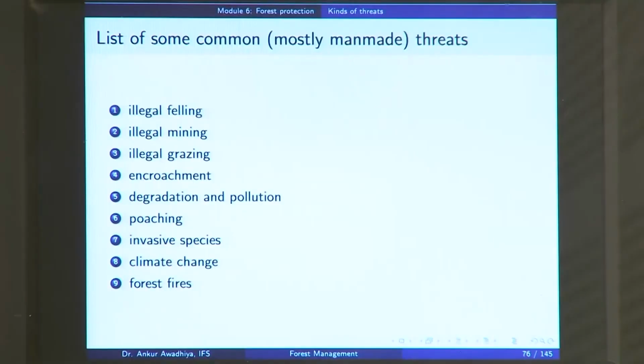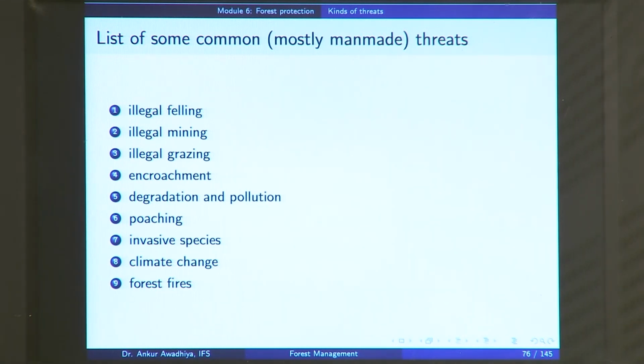So, illegal grazing. Now, we do permit a certain amount of grazing inside the forest, but in certain areas where we are doing regeneration operations, we close these areas for grazing. So, when you have a young crop, you will say that okay, these areas are open for grazing and these areas are closed for grazing, but then people also tend to enter into these closed areas and allow their cattle to graze. So, this is also another big threat to the forest areas.